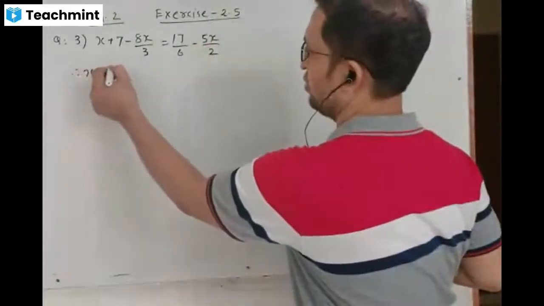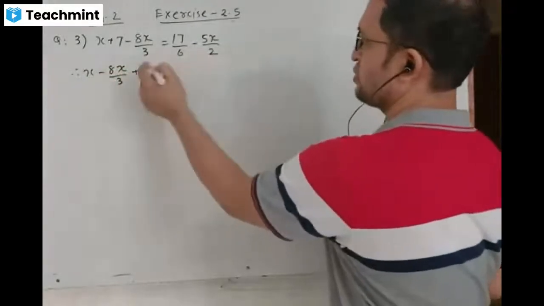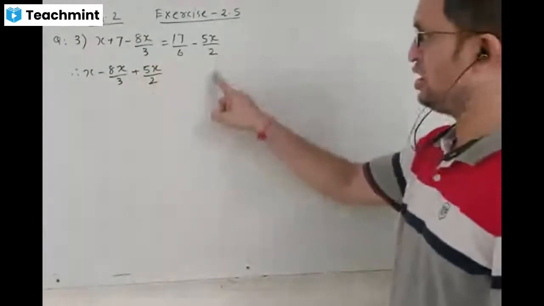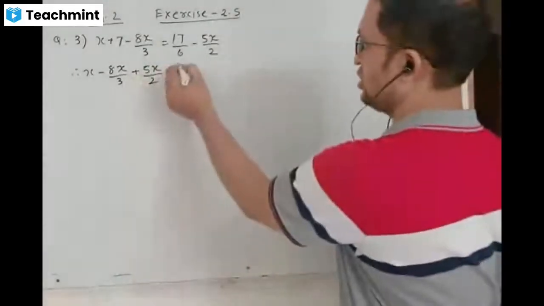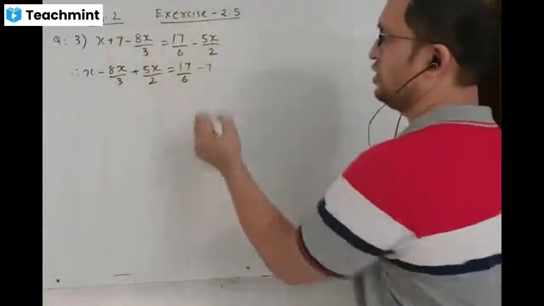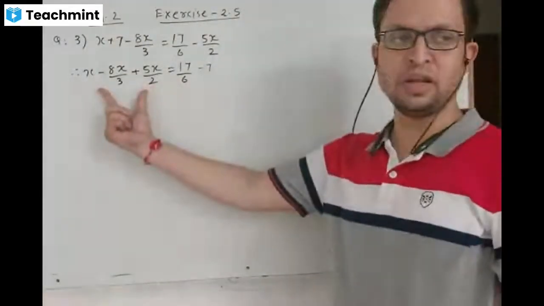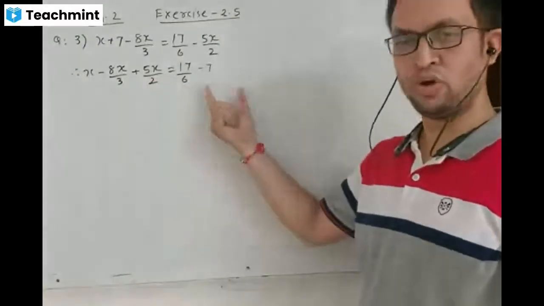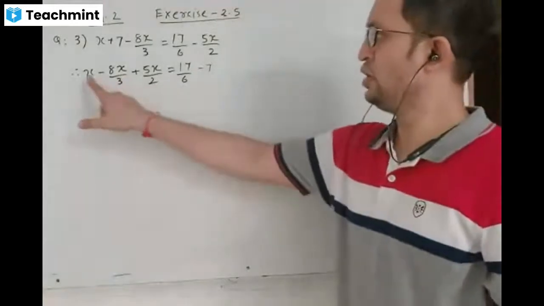Here x minus 8x by 3 as it is, and minus 5x by 2 transposing to the right side becomes plus 5x by 2. When it goes from here to here, minus becomes plus. That is equal to 17 by 6, and plus 7 transposing to the right side becomes minus 7. Okay, and here the left hand side terms are all variable terms, the right side terms are all constant terms. First we take the LCM.